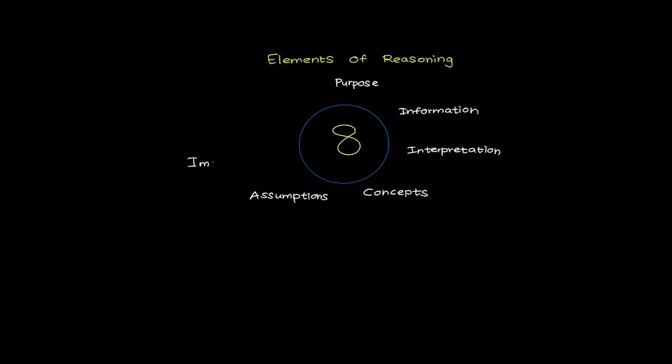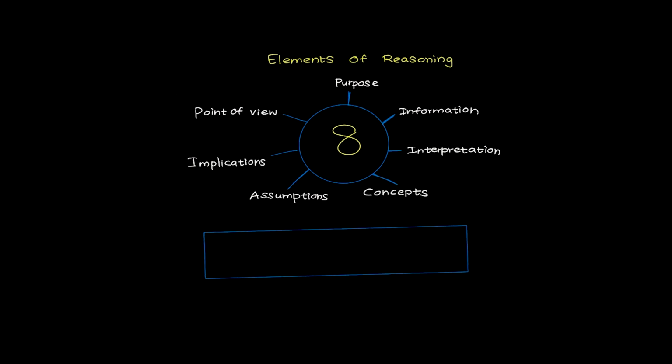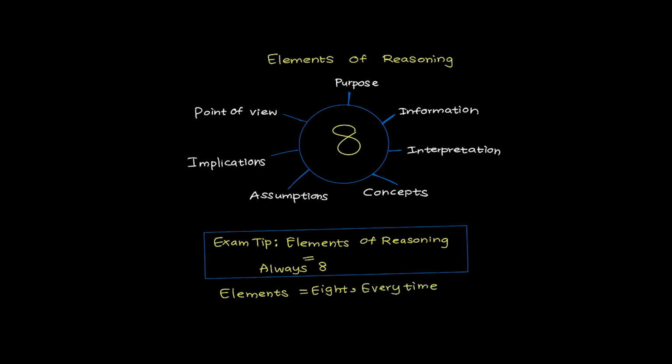The 8 elements work together as a complete framework: purpose, question, information, interpretation, concepts, assumptions, implications, and point of view. Here's a WGU D265 OA exam tip for you. When asked how many elements of reasoning are always present in thinking, the answer is 8. Always 8. Quick recall hook: elements equal 8 every time.